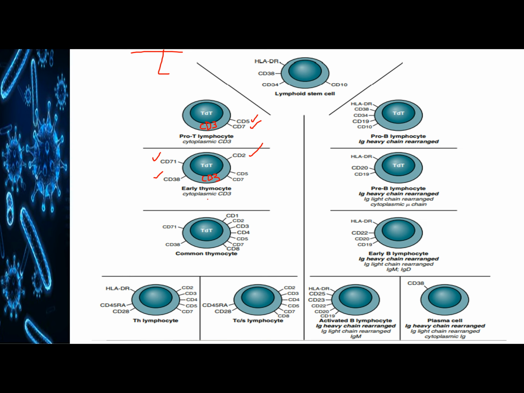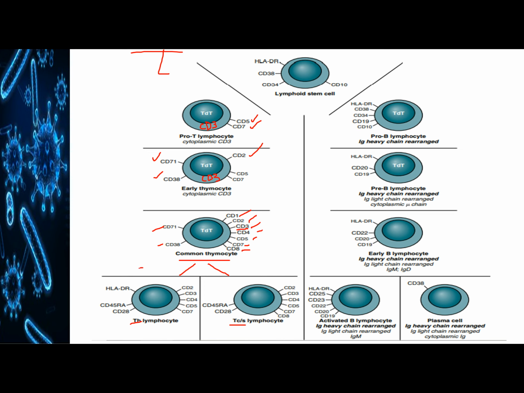After becoming an early thymocyte, it would now become your common thymocyte. Si common thymocyte, class, would have the following surface markers: CD1, CD2, 3, 4, 5, 7, 8, 38, and 71. So yung cytoplasmic CD3 nyo, wala na siya sa cytoplasm. Nasa surface na siya. Now, this would differentiate into two. Pwede siyang maging T helper, pwede siyang maging T cytotoxic or suppressor.